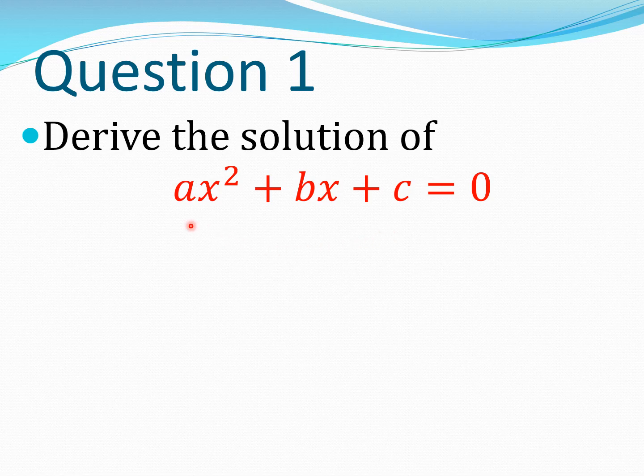So essentially the quadratic has the form ax square plus bx plus c equal to 0, and of course a, b and c are constants and x is the variable here. When we say there is a solution to the equation, there are actually two solutions. So the solutions are x1 and x2, and we need to find these two solutions for this quadratic equation.